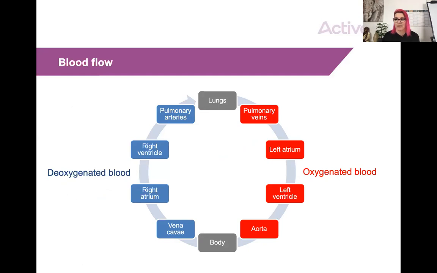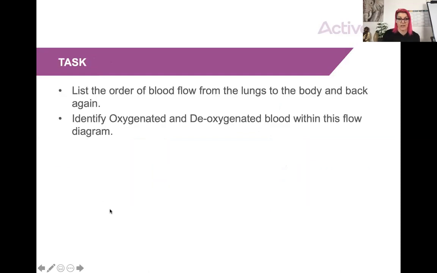In the body, that's where the gaseous exchange is going to take place, or diffusion, where we're utilizing the oxygen and giving off the carbon dioxide, which we need to take back out. So going through the heart via the vena cava, right atrium, right ventricle, and out through the pulmonary arteries, back up to the lungs, so we can start that cycle once again.